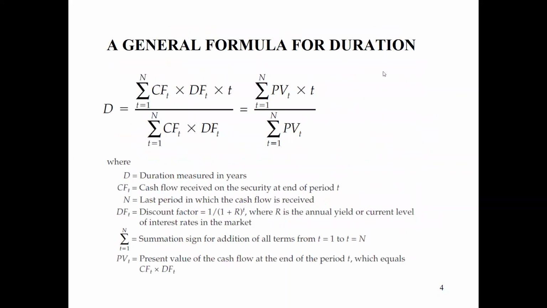So the general formula of the duration is the summation of the cash flow times the discount factor times the time, divided by the summation of the cash flow times the discount factor. That will give you the duration amount. D represents the duration measured in years. CF represents the cash flow received on a security at the end of period t, and T represents the last period in which the cash flow is received. DF is the discount factor, which is 1 over (1 plus r) to the power t.